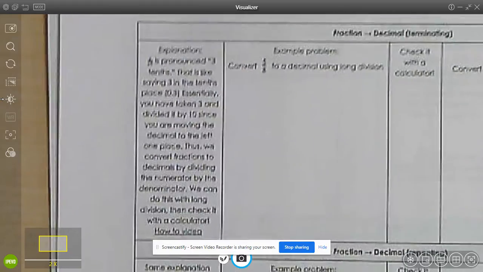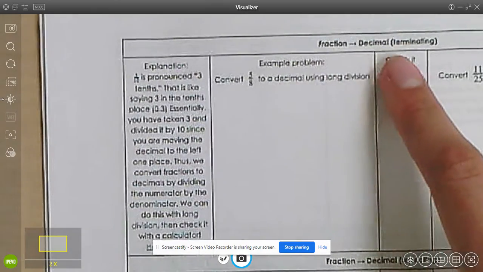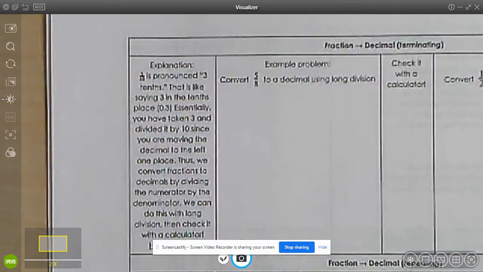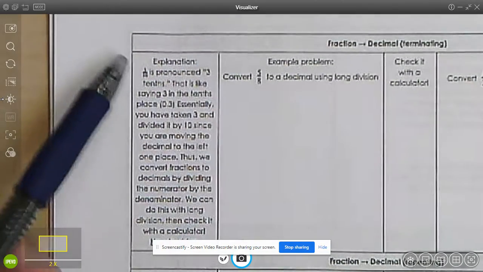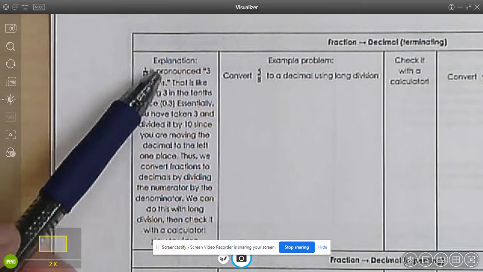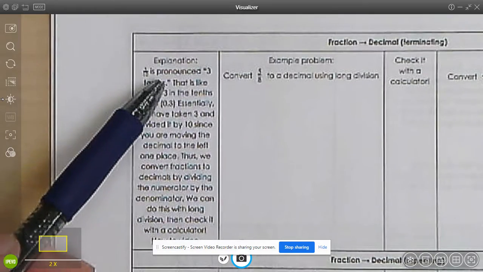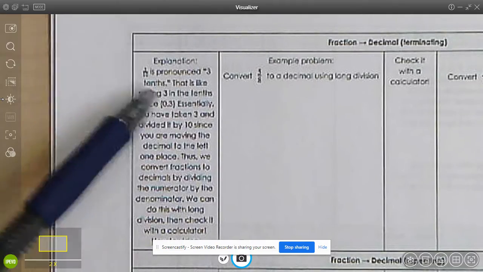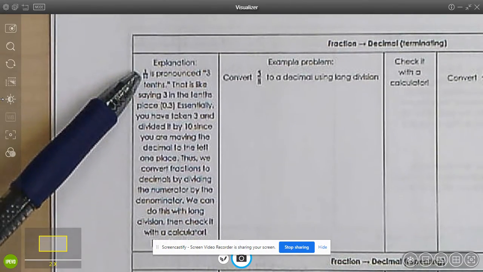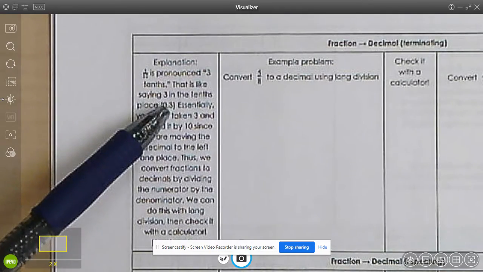First is going to be converting a fraction to a decimal that is terminating. Terminating means it has an endpoint, it doesn't keep on going. For our explanation here, we can think about something like 3/10. 3/10 is pronounced "three tenths." That is like saying 3 is in the tenths place. So 3/10, based on what it sounds like, we know is 0.3.